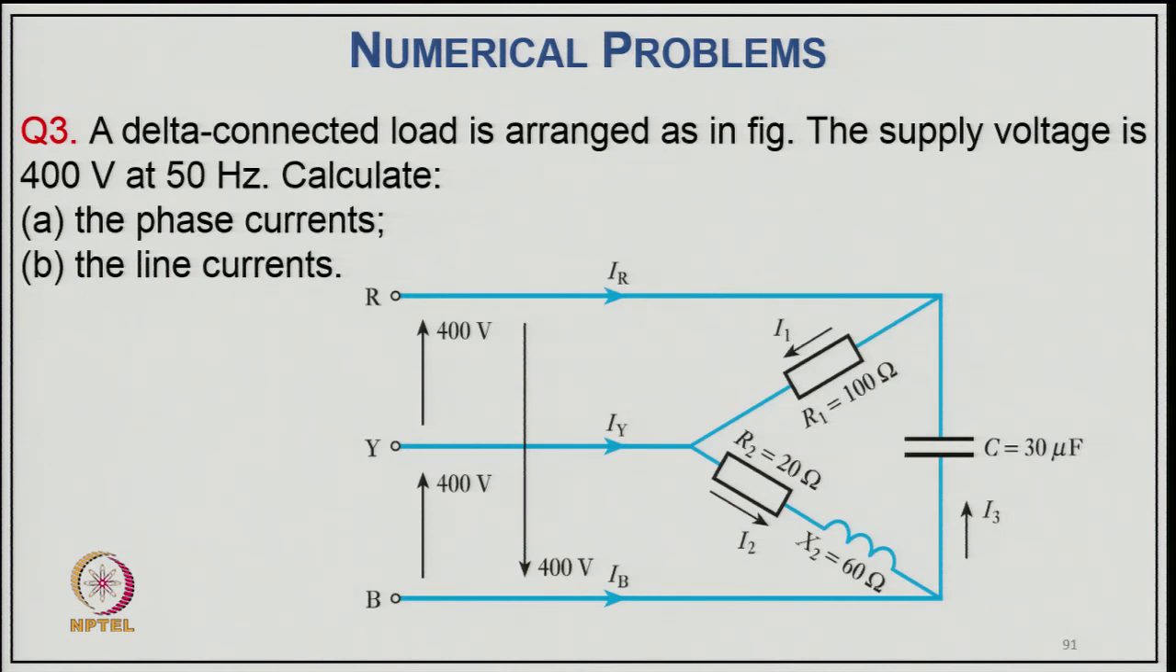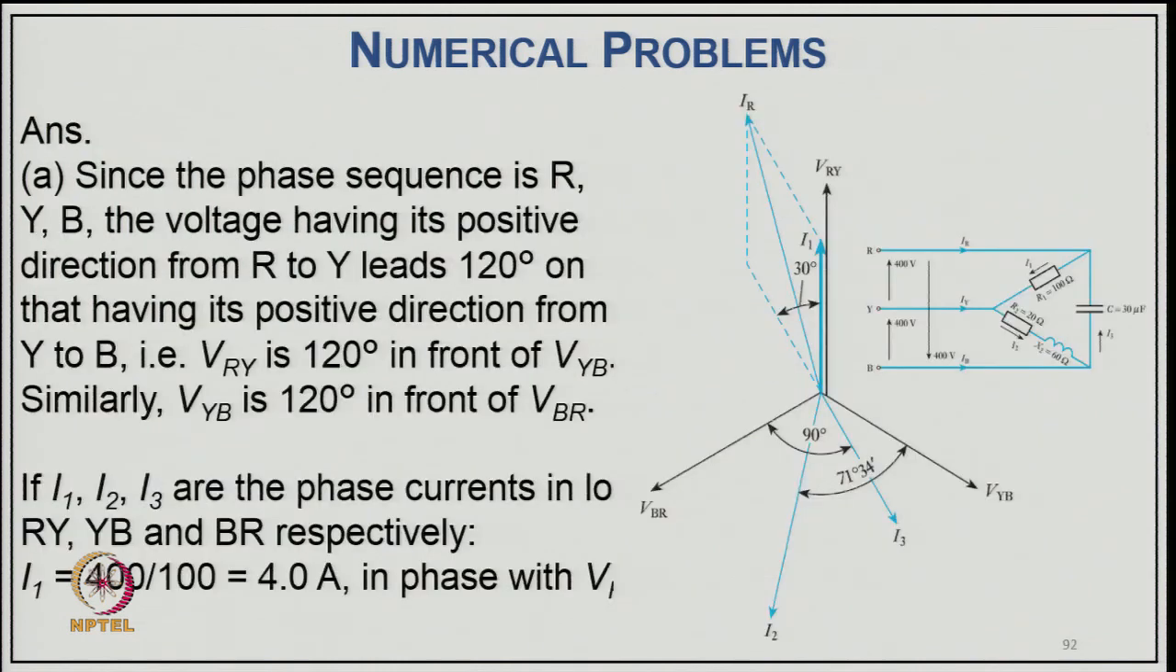Coming to the third example, a delta-delta connected load is arranged as in the figure. The supply voltage is 400 volt at 50 hertz; calculate the phase currents and the line currents. You can see the unbalanced load: two are resistive loads and one is a capacitive load, but equal line voltage is applied there. Now coming to the solution, since the phase sequence is R Y B, the voltage V RY leads by 120 degree, and similarly V YB is 120 degree ahead of V BR.